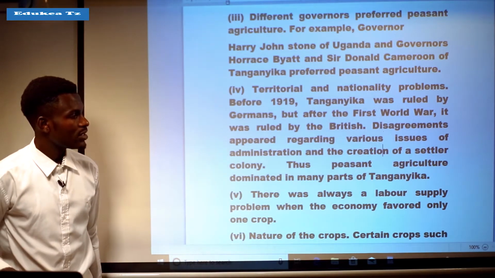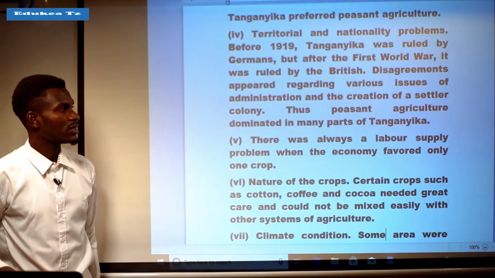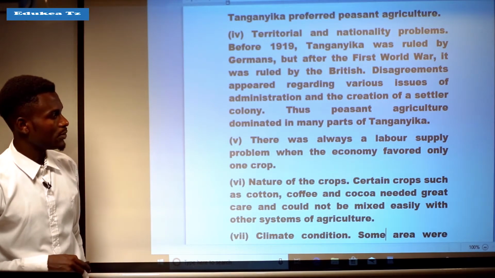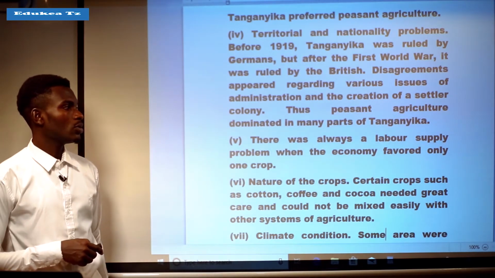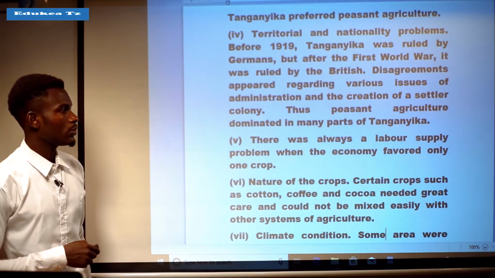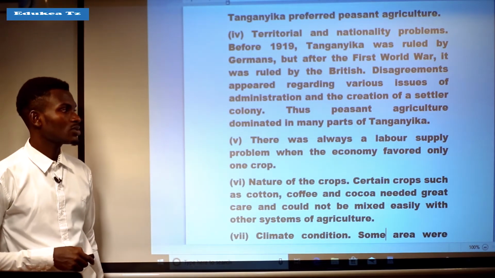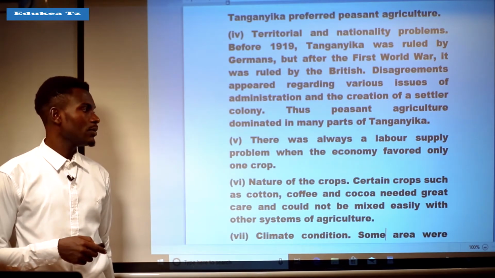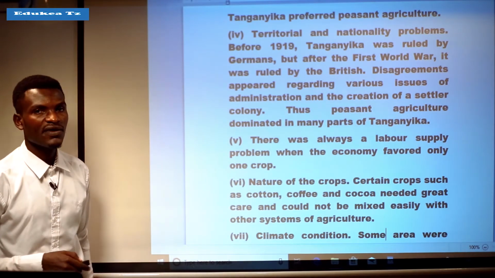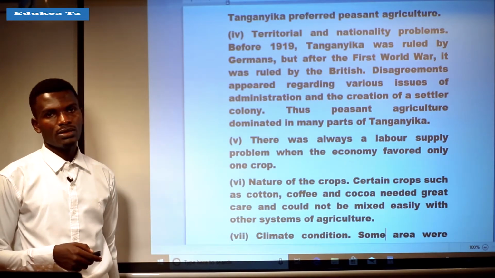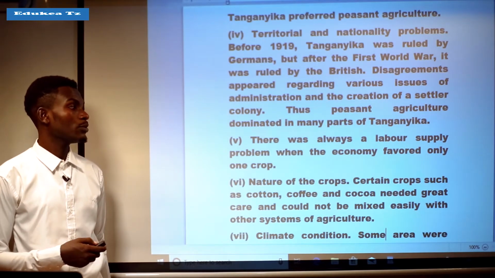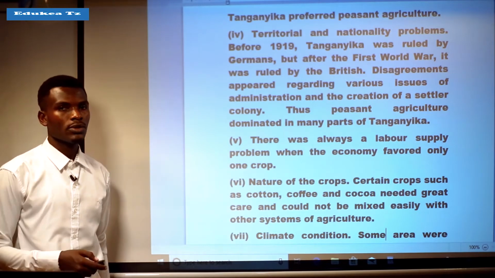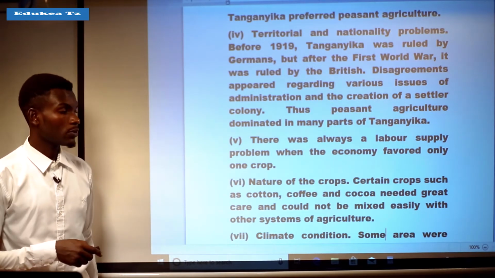Another factor that determined the establishment of agricultural systems was that there was always a labor supply problem when the economy favored only one crop. It means that in some areas there was a problem of labor supply, whereby the nature of the area could support only one crop.